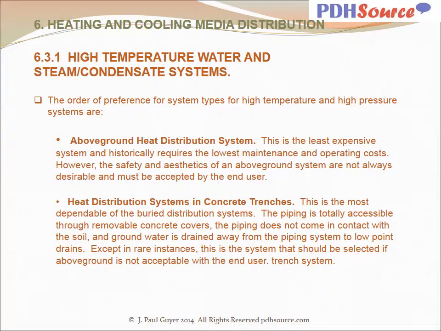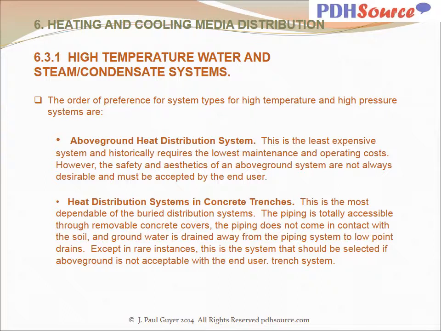With regard to high temperature water and steam condensate systems, the order of preference for system types for high temperature and high pressure systems is first, above ground heat distribution. This is the least expensive system and historically requires the lowest maintenance and operating costs. However, the safety and aesthetics of an above ground system are not always desirable and must be accepted by the end user.